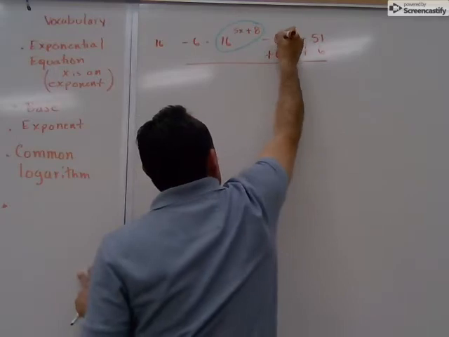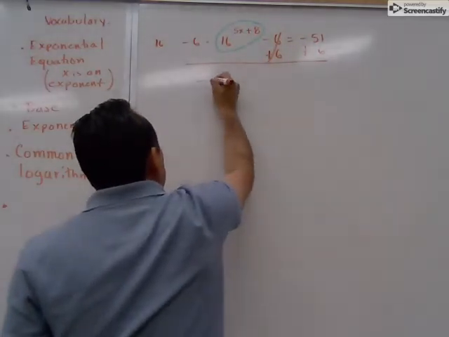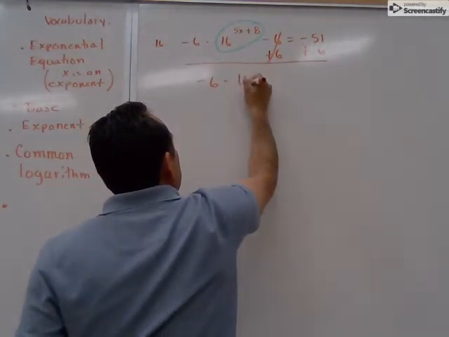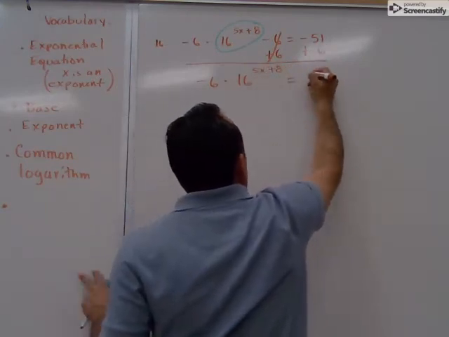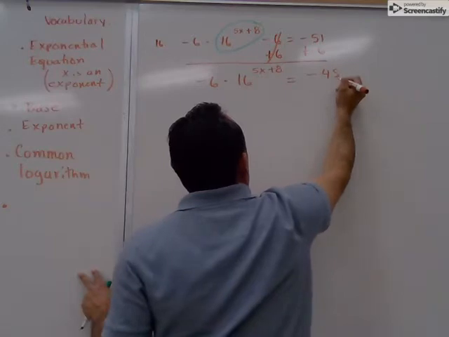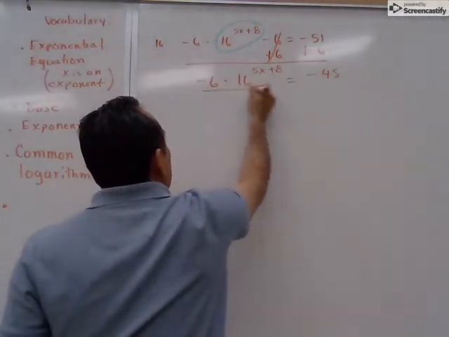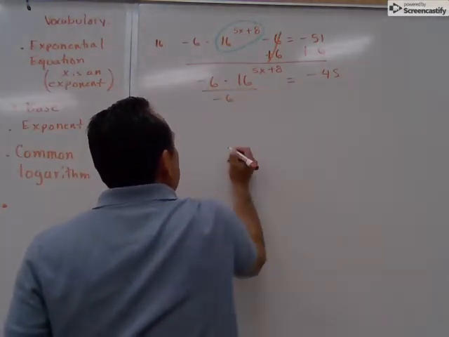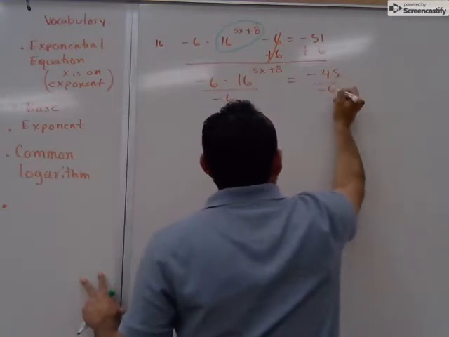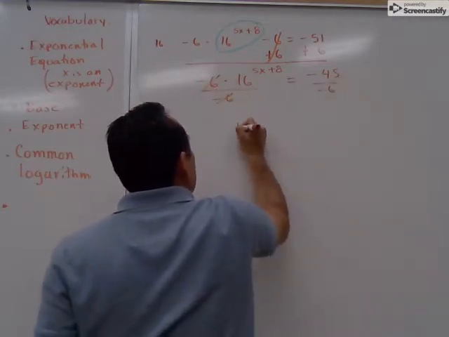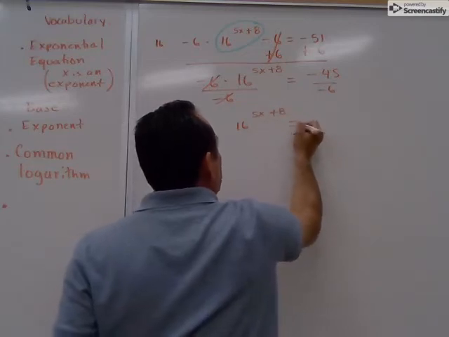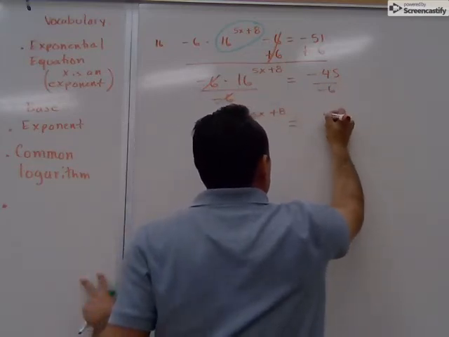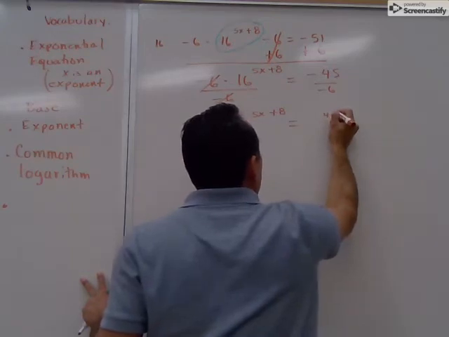If I do this, these two reduce, they give you 0. You're left with negative 6 times 16 to the 5x plus 8 power. Now, all of this gives you negative 45. We don't want the negative 6 here. We're going to divide both sides by negative 6. If I divide both sides by negative 6, now I'm left with 16 to the 5x plus 8 power. And when you divide this here, this produces 45 over 6.